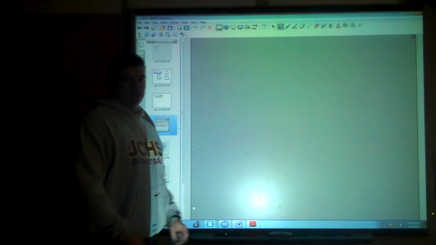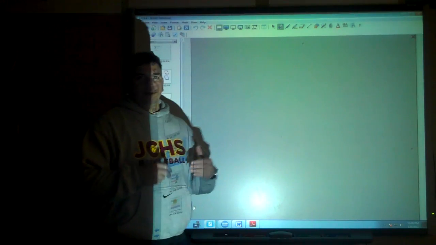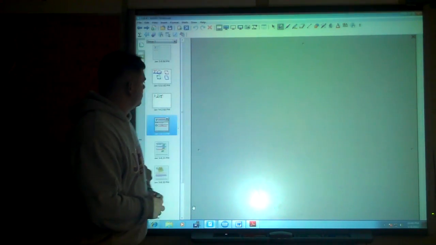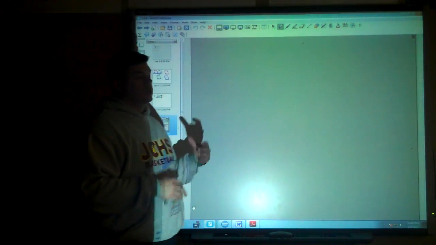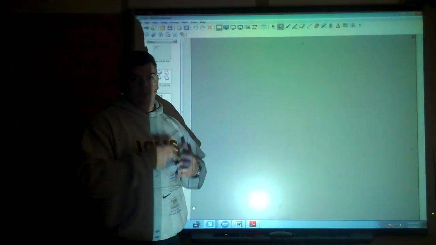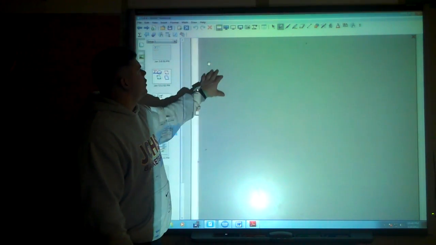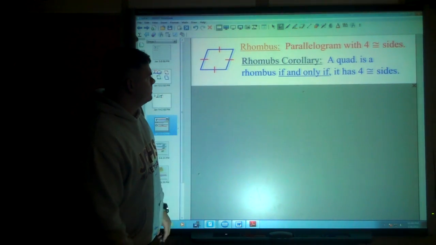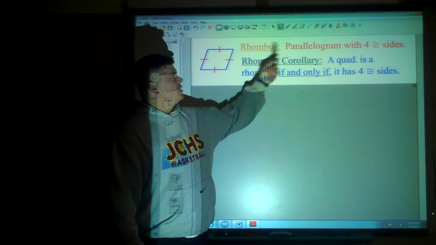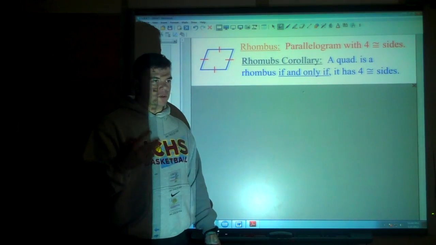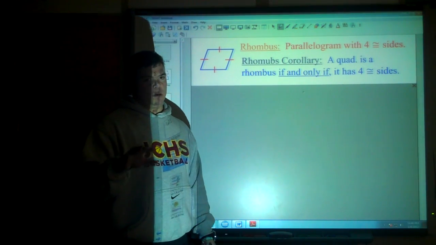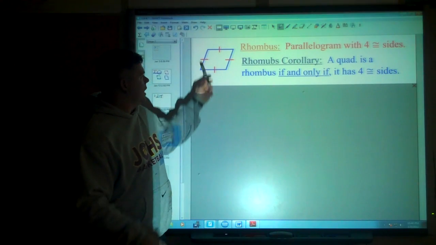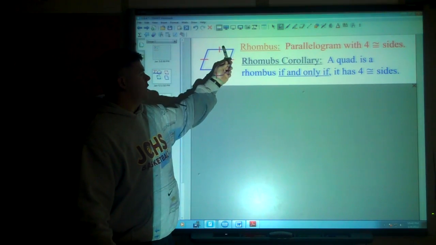Geometry lesson 6-4. Continuing our work with parallelograms and dealing with some special parallelograms, we're going to look a little bit more closely at some other shapes and how they relate to parallelograms. So for starters, we're going to look at a rhombus and the corollary to a rhombus. The rhombus is a parallelogram that's going to have 4 congruent sides. That's the only thing that matters in order to make it a rhombus. 4 congruent sides. So here we have 4 sides that are all the same shape.